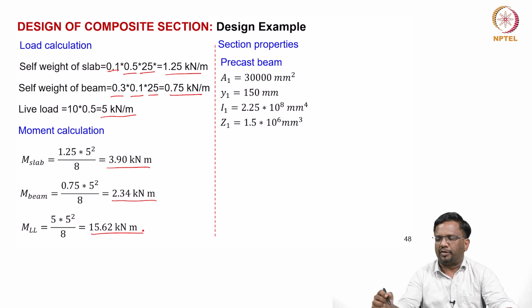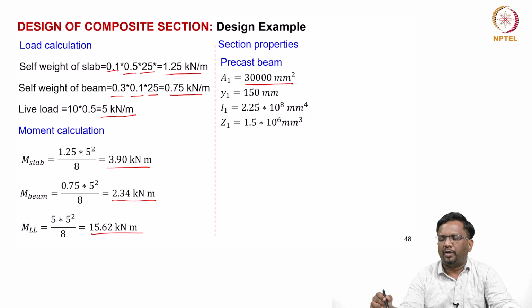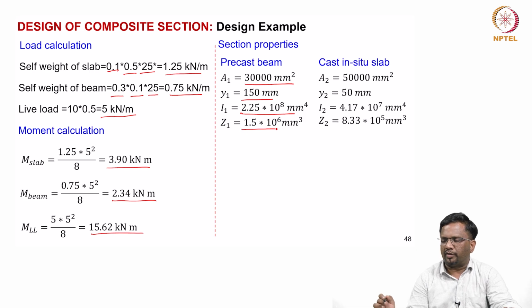Now section properties are this for precast beam, right? We have 100 by 300. So the A1 is 30,000 millimeter square, and Y1 is 150 millimeter. Again, it's a rectangular cross section. So the maximum depth of the fiber from the neutral axis is 150 to the top and bottom fiber. Moment of inertia is 2.25 into 10 to the power of 8. Z1 or the section modulus is 1.5 into 10 to the power of 6.